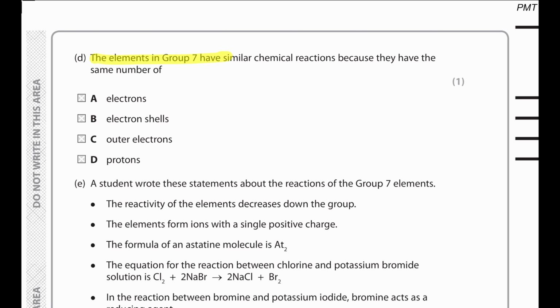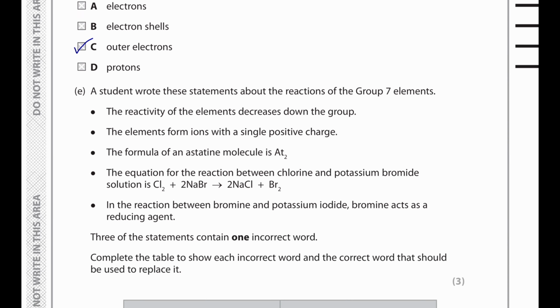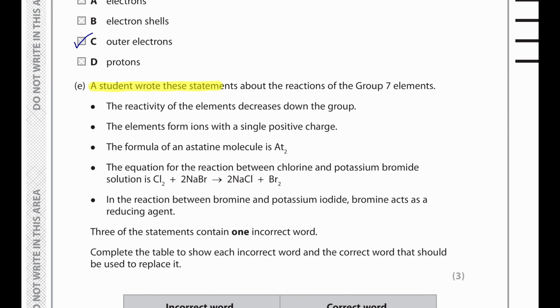The elements in group 7 have similar chemical reactions because they have the same number of outer electrons. It is the outer electrons that determine the chemical reactivity of a particular substance. So when there are similar outer electrons, they will have similar chemical reactivity. A student wrote those statements about the reactions of the group 7 elements.